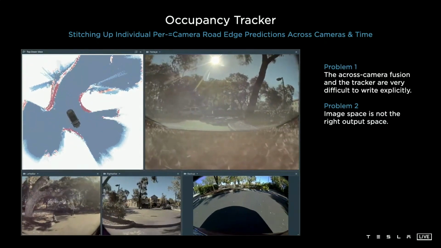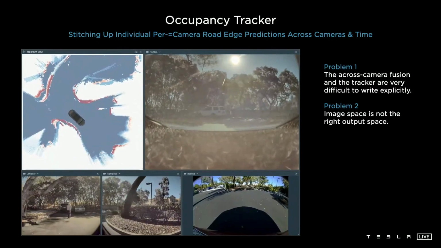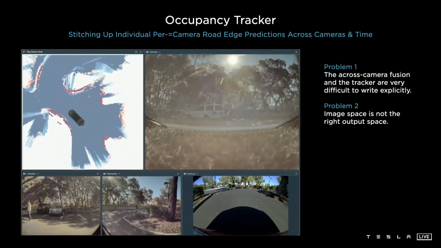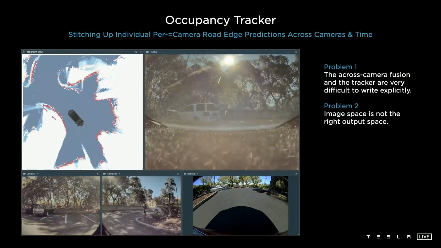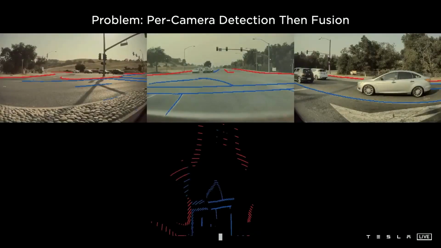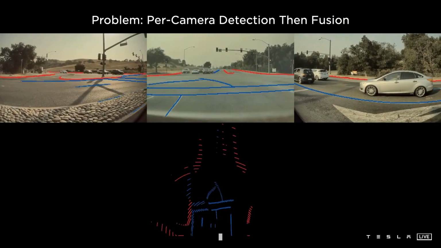Number two, we very quickly discovered that the image space is not the correct output space. You don't want to make predictions in image space. You really want to make it directly in the vector space. So here's a way of illustrating the issue. Here I'm showing on the first row the predictions of our curbs and our lines in red and blue. And they look great in the image, but once you cast them out into the vector space, things start to look really terrible, and we are not going to be able to drive on this.